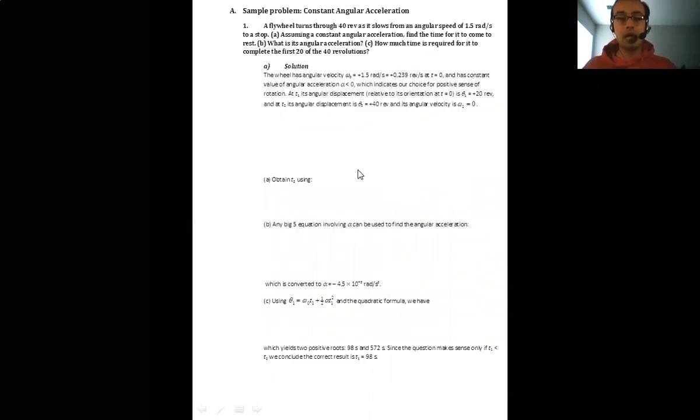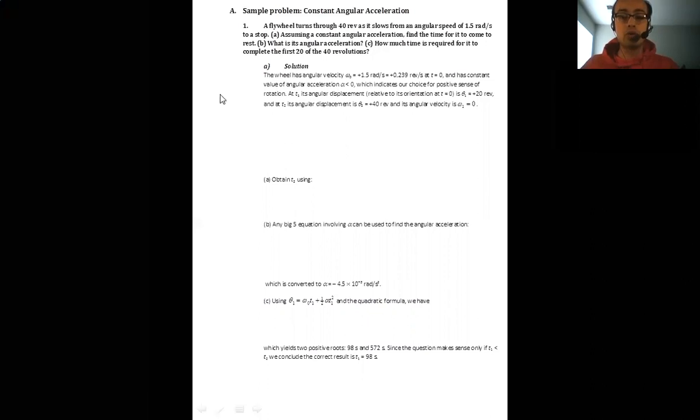All right, so let's take another example where we're trying to find what's going on in this particular situation. I've got to hide, unfortunately, the floating meeting controls so I can read this. There we go. Sample problem, constant angular acceleration. A flywheel turns through 40 revolutions as it slows from an angular speed of 1.5 radians per second to a stop. A, assuming constant angular acceleration, find the time for it to come to rest. B, what is that angular acceleration, which is constant? And C, how much time is required for it to complete the first 20 of the 40 revolutions?